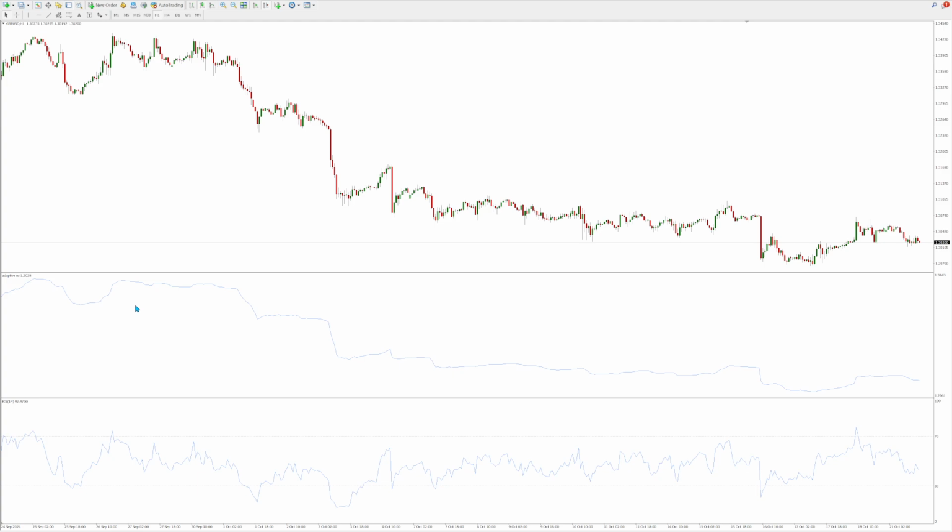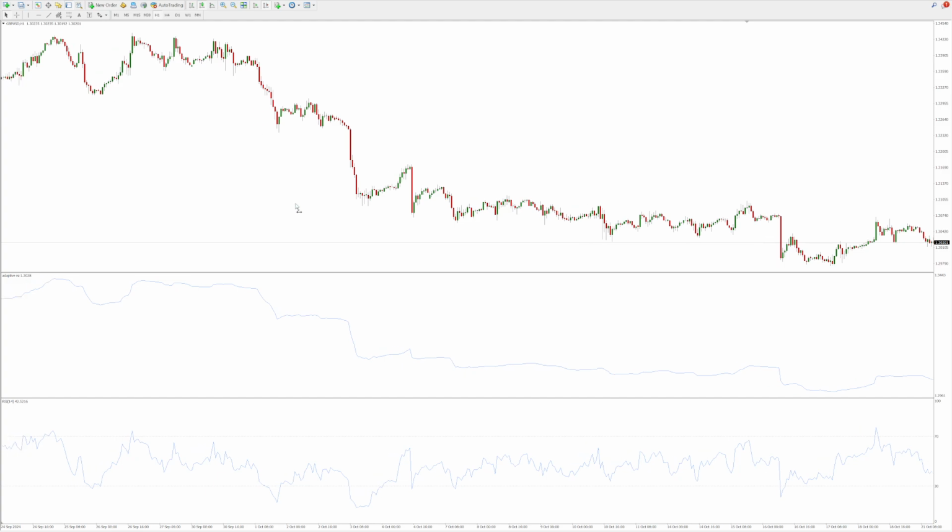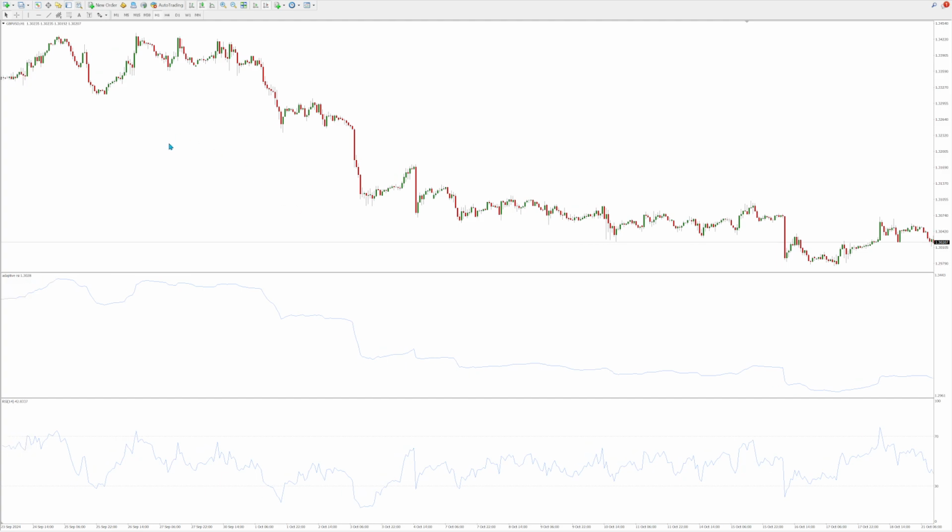Okay, so the Adaptive RSI Indicator is a custom indicator that you'd probably need to source and download on your trading platform if it is not already included. I'm using the MT4 trading platform. This is a pound-dollar 1 hour chart. This is the Adaptive RSI indicator here.